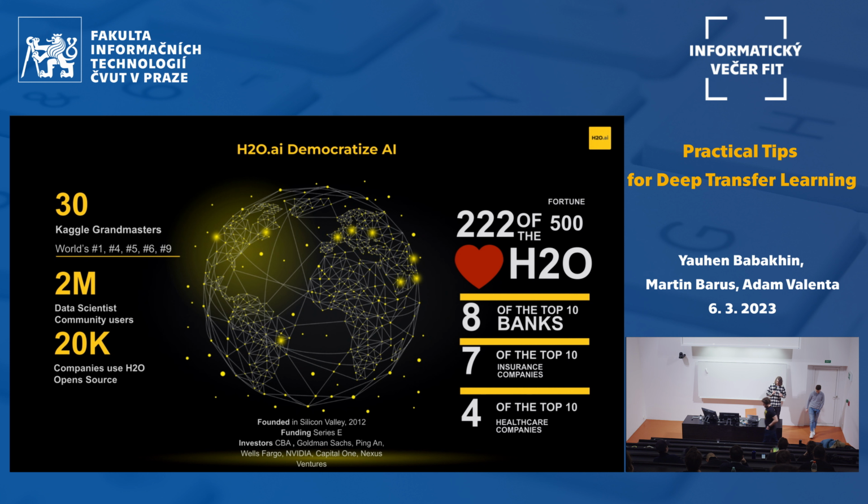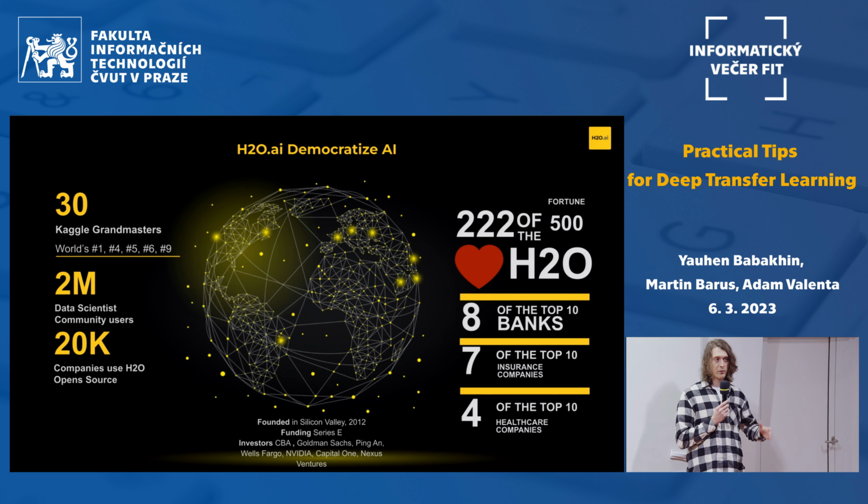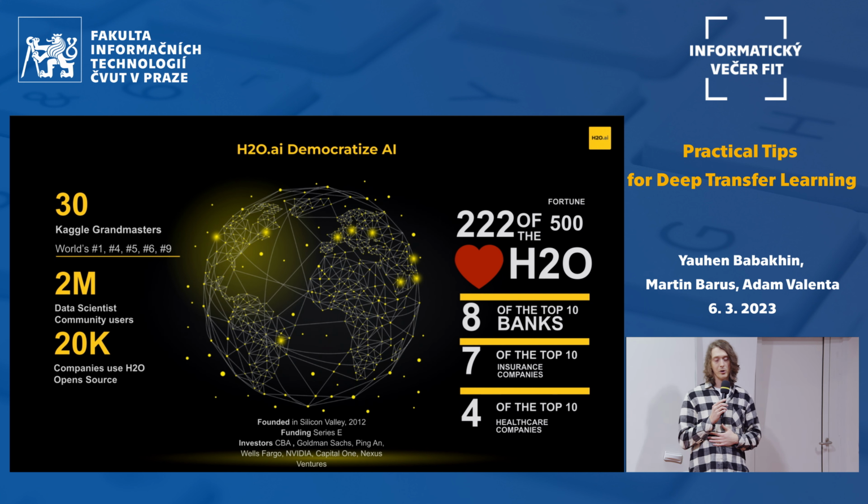So some quick words about H2O, which is the company we work at. It's a company started in Silicon Valley in 2012. It currently has 326 people. Out of those, roughly 10%, so 31 people, are currently employed in either Czech Republic or Slovakia. We only have an office in Prague. The rest of the people are working from home.